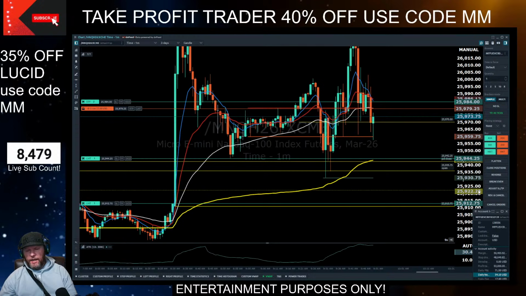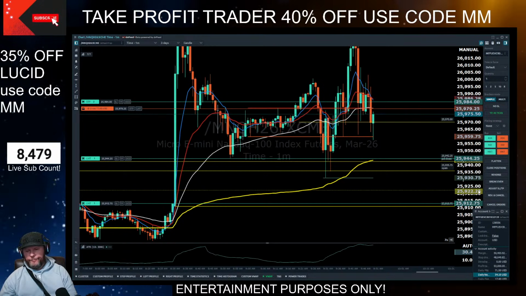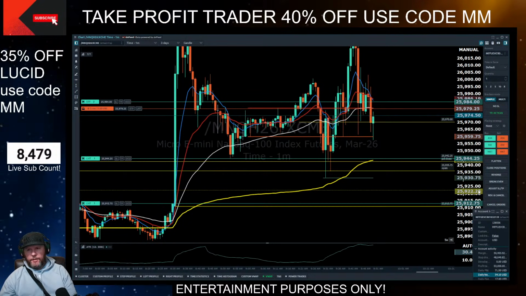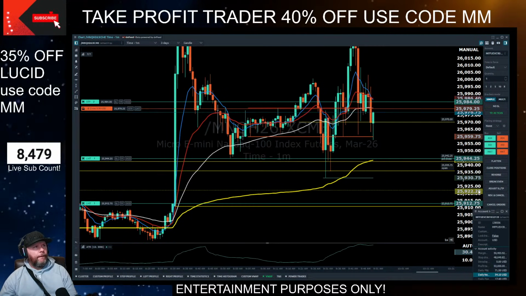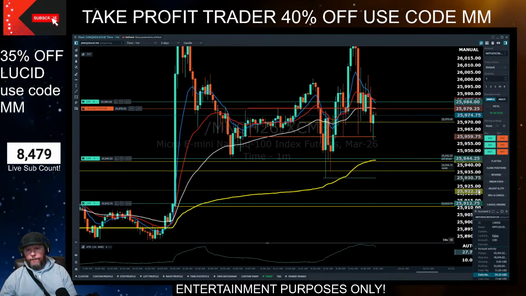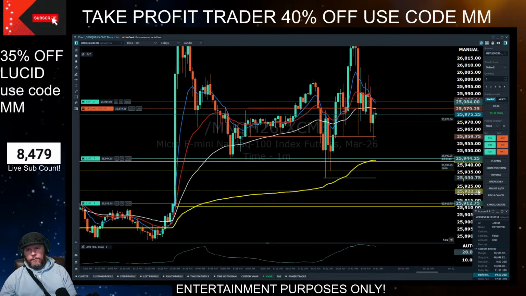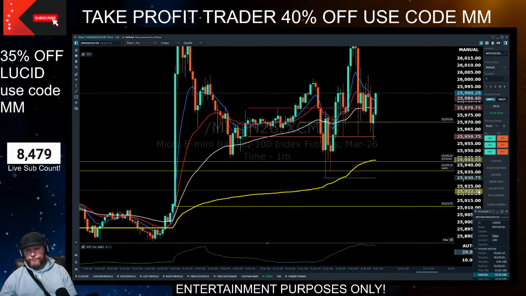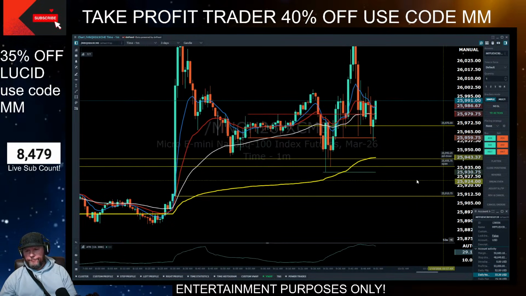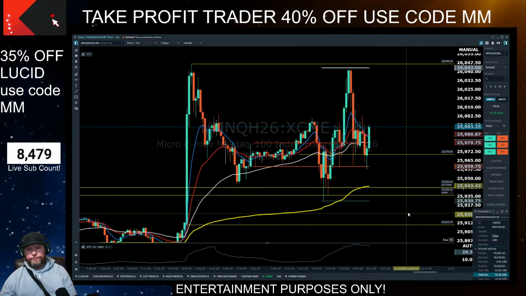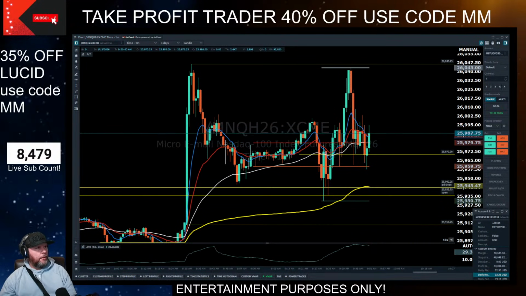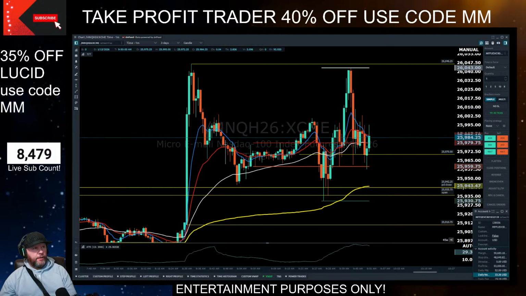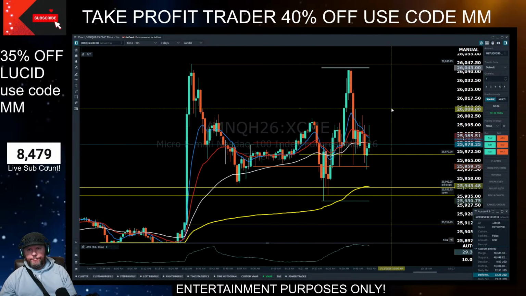Put in my stop where it actually needs to be here. My entry was a little bit on the low side. Really choppy. All right, stop me out. Choppy, choppy, choppy. What up, Tucson kid, Robert?